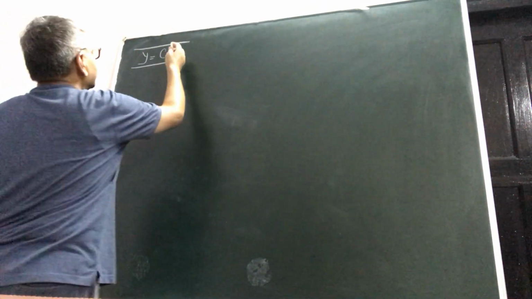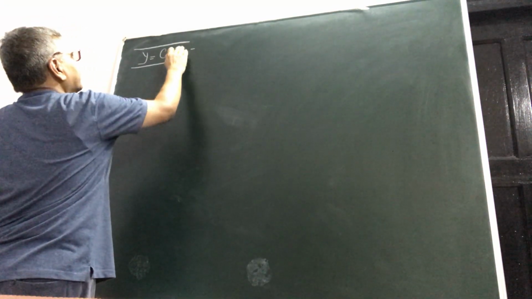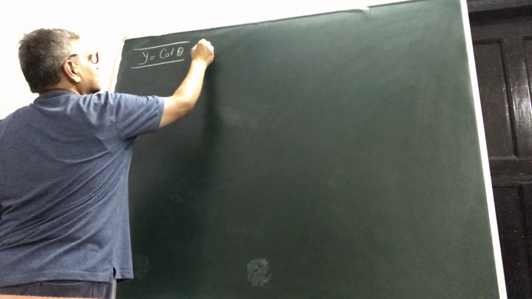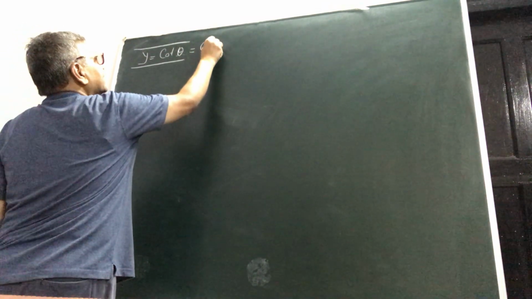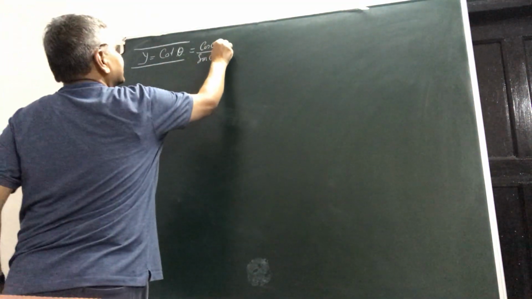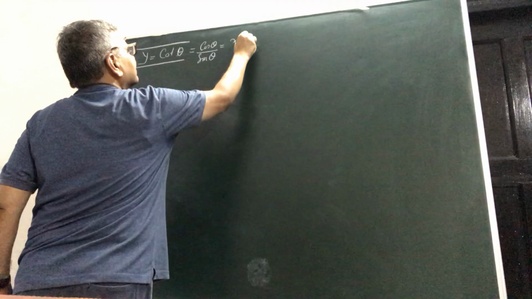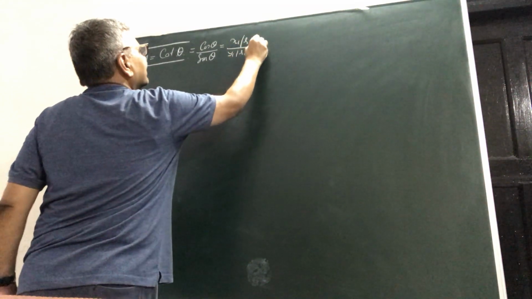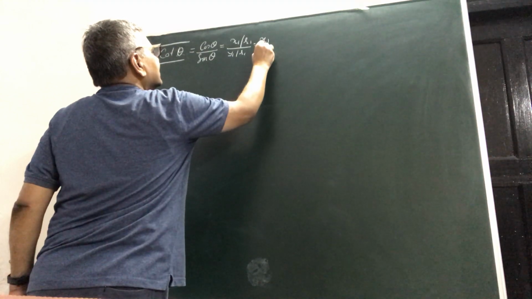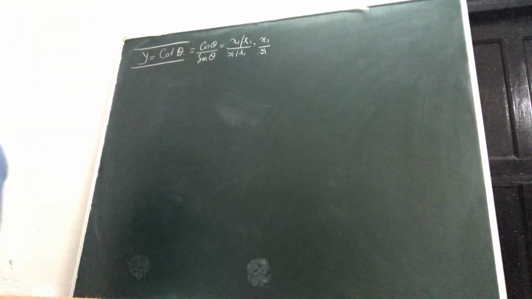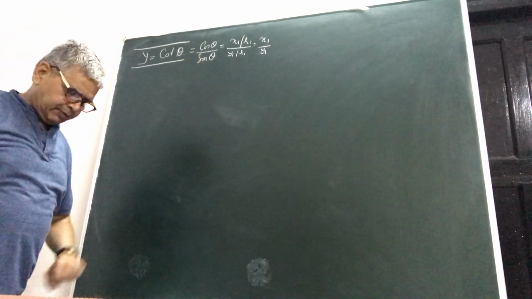So cot theta. What is cot theta? Cos theta upon sin theta. It is again a derived function. Only sin theta and cos theta are basic functions. Cos theta is X1 upon R1, and sin theta is Y1 upon R1. So ultimately it becomes X1 upon Y1. So cot theta is X1 upon Y1.